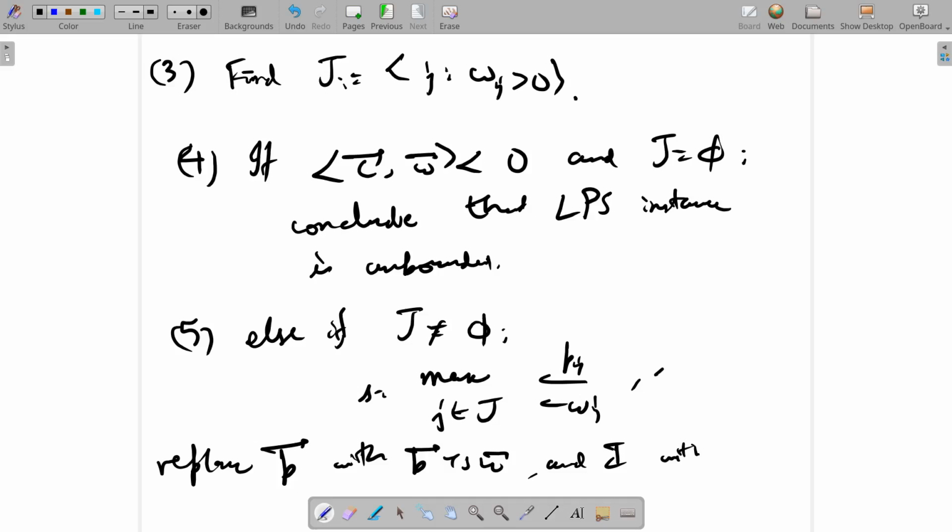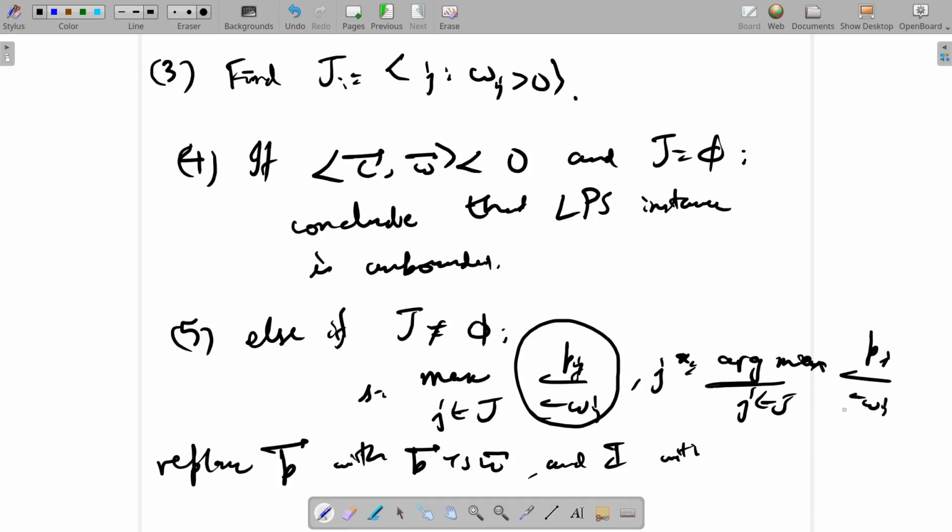By the way, here let's define J star to be the smallest index corresponding to this maximum value, so argmax. That is the notation, the maximum argument. This is a function of J, and you're trying to find its maximum value. Argmax just tells you at which point the function's maximum is attained. So it's argmax of Pj minus Wj.